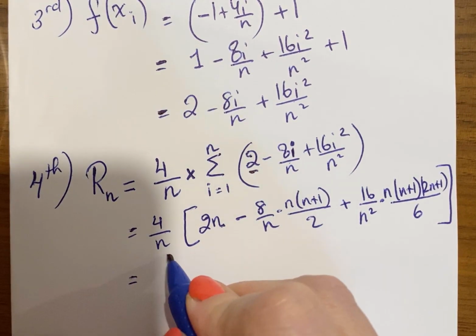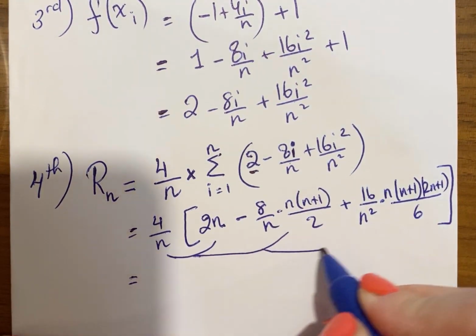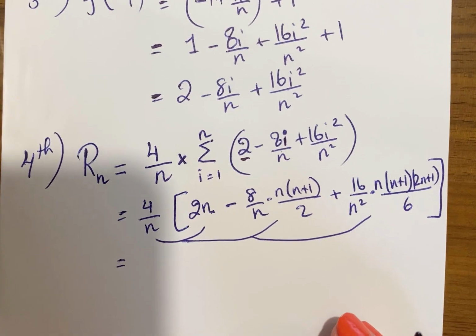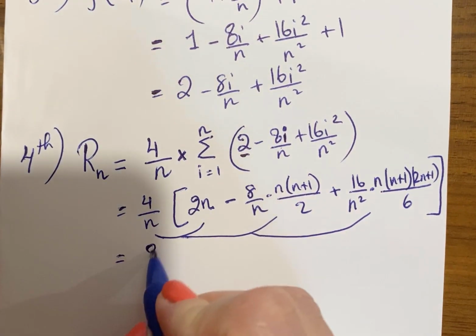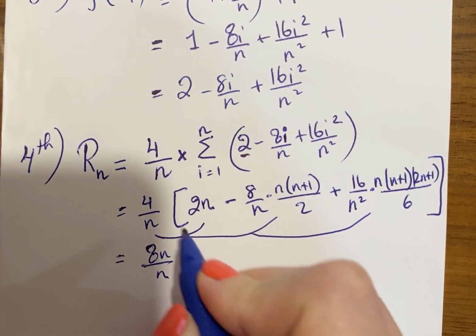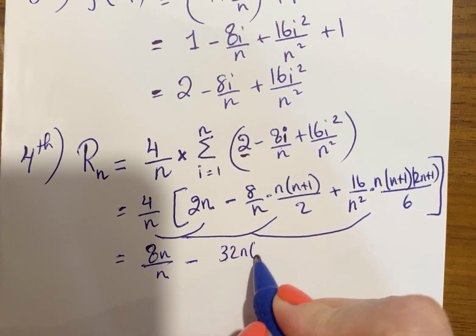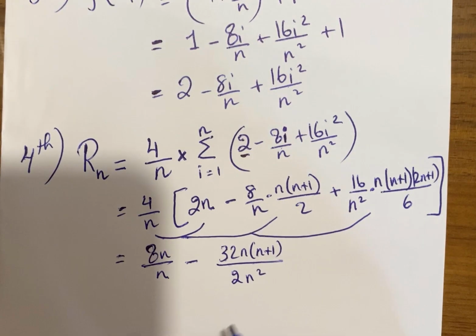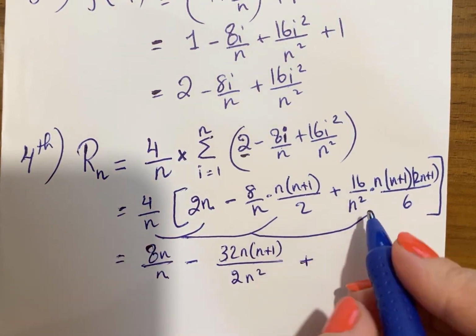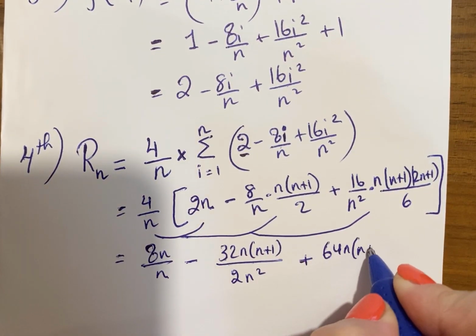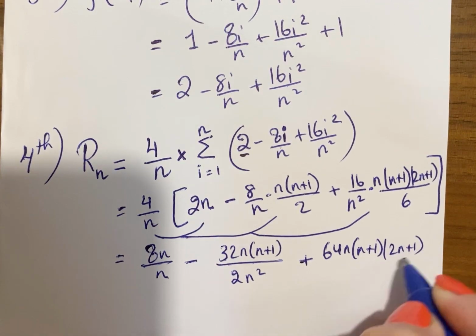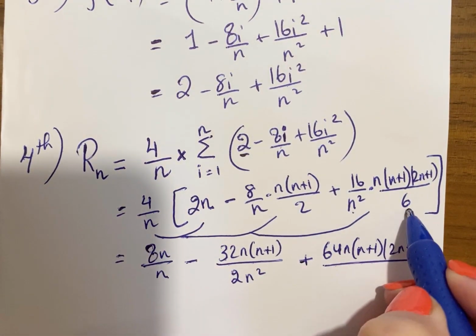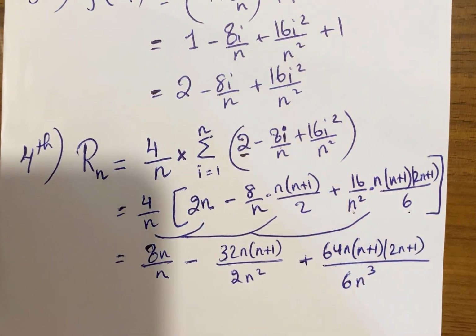Now simplify this. No need to simplify anything and cancel, only multiply. 4 times 2n, 8n over n, minus 4 times 8, 32, n times n plus 1 over n times 2, 2n squared, plus 4 times 16, 64, n times n plus 1 times 2n plus 1, all of it over n squared times 6, 6n cubed.